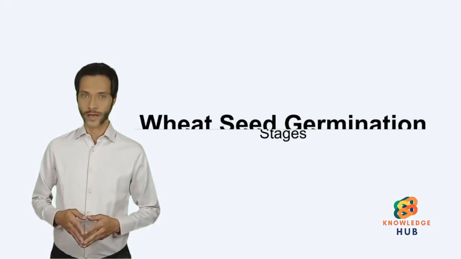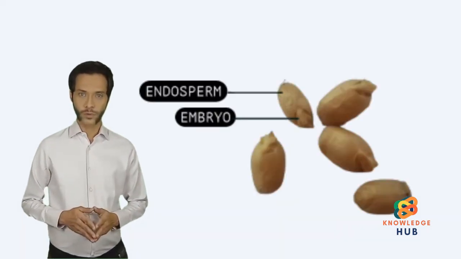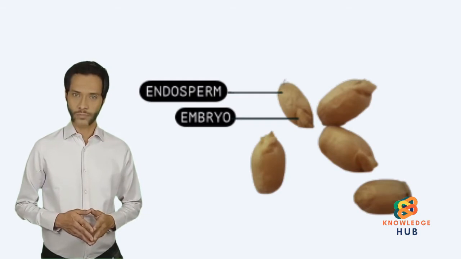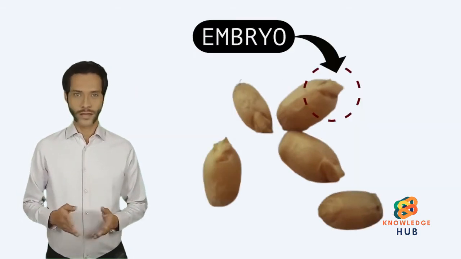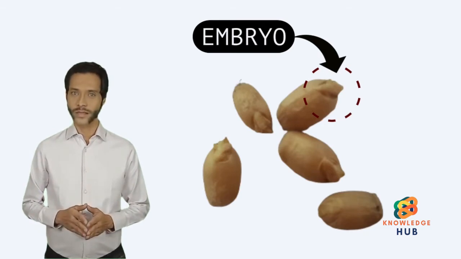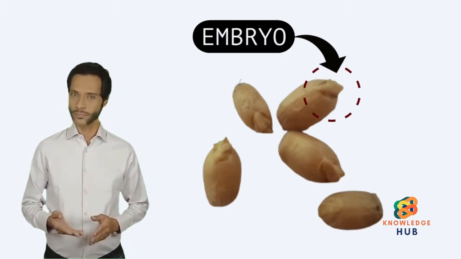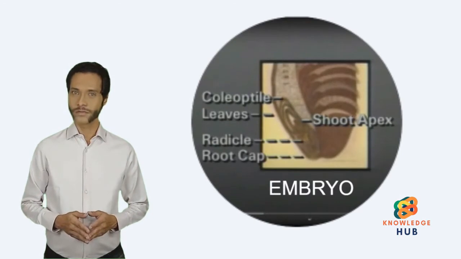In this lesson, we're going to look at the stages of seed germination. First, we'll look at a wheat seed, which has two important parts called endosperm and embryo. Then, we'll look really close at the very tip of the seed. We can only see a small bump, which represents the embryo or seedling inside the seed.